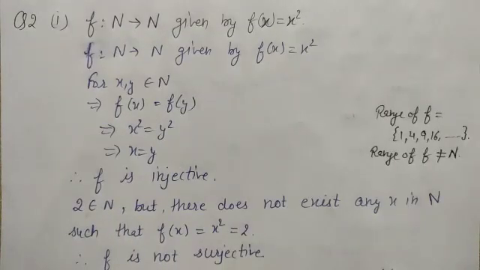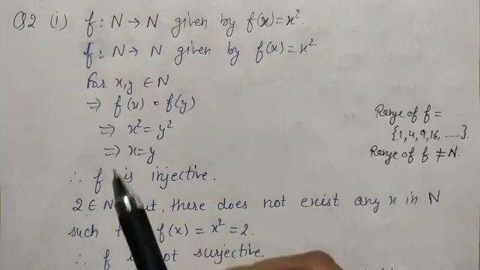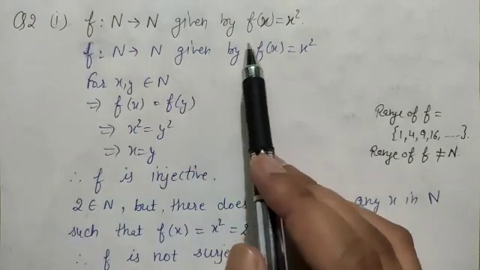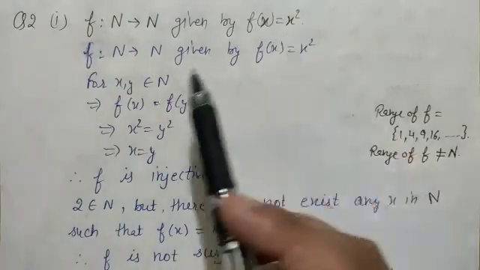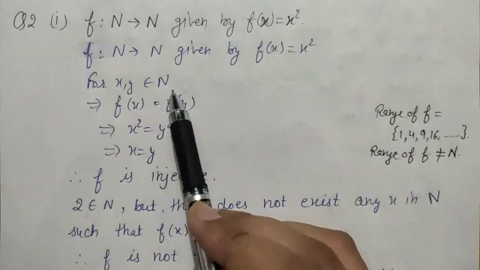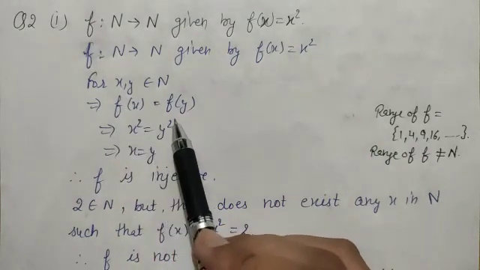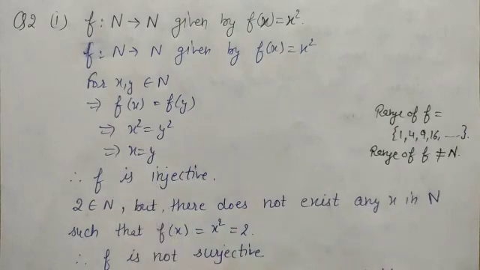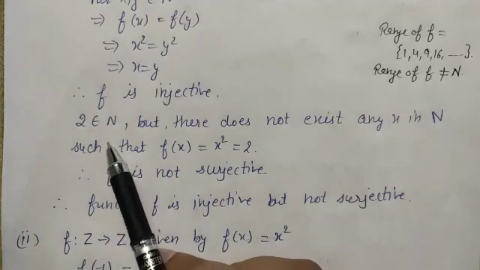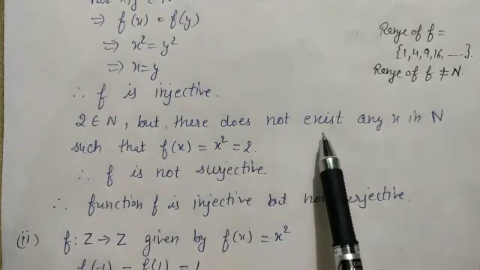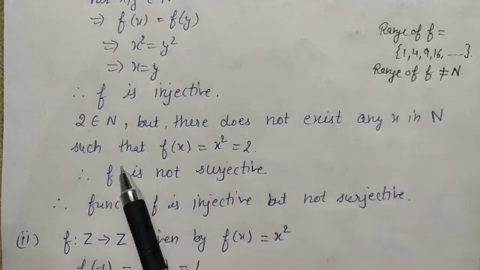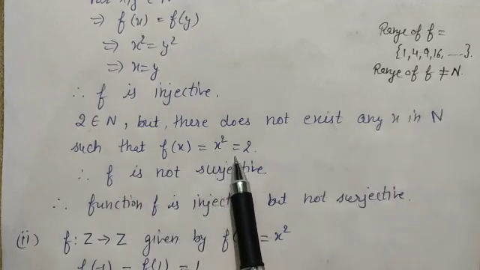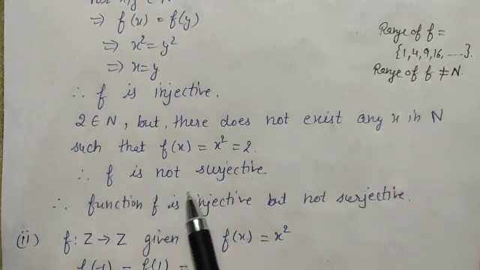Second question is check the injectivity and surjectivity of the following functions. First is f from N to N given by f of x equals to x square. So for x, y belongs to N, f of x equals to f of y, it implies x square equals to y square, and it implies x equals to y. Therefore, f is injective. Now, 2 belongs to N, but there does not exist any x in N such that f of x equals to x square equals to 2.